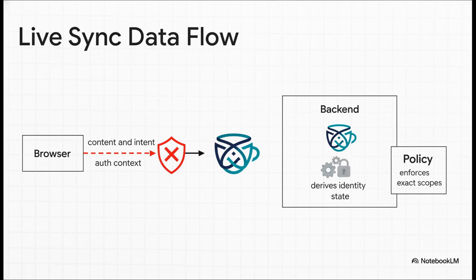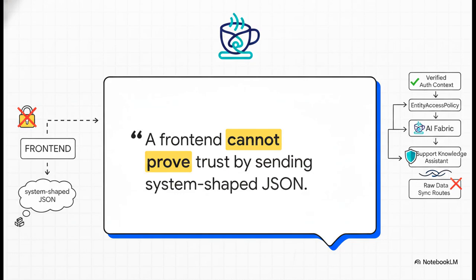Now, the system does have a bypass, but it's strictly opt-in and is only injected by the backend. The access policy keeps everything locked down to exact upsert and delete scopes. I absolutely love this rule. A front end cannot prove trust by sending system-shaped JSON. It just perfectly hits the nail on the head. Anyone can craft a JSON payload that looks official, right? This single principle is exactly why AI Fabric requires a verified auth context and delegates directly to the entity access policy. It stops malicious actors dead in their tracks.